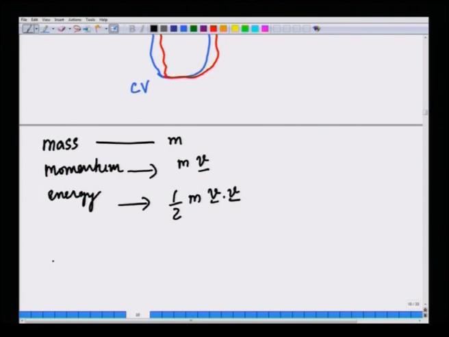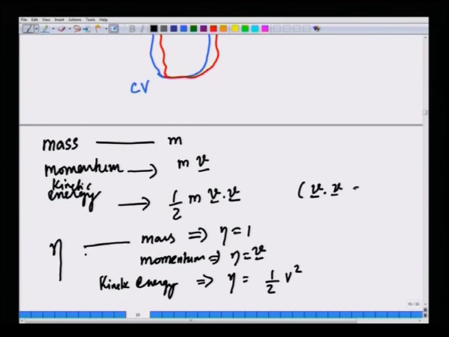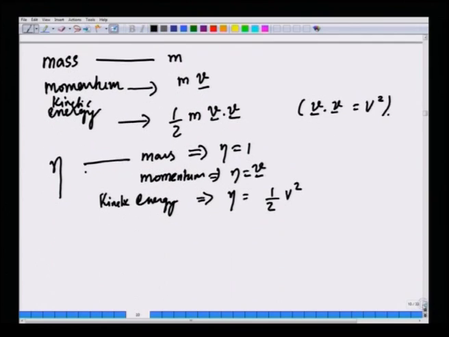Now, we define a generic quantity eta for which we will derive the Reynolds transport theorem. This could be any quantity per unit mass. For example, for mass, eta is 1. For momentum, eta is mv divided by m, so eta is v. For kinetic energy, which is the energy of motion in the fluid, eta becomes half v squared, where v dot v I will denote as v squared.